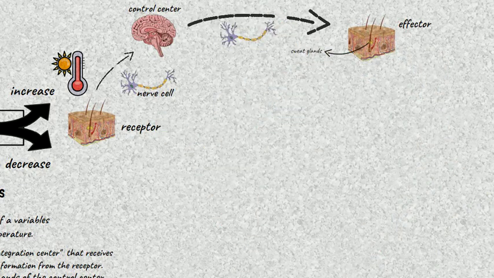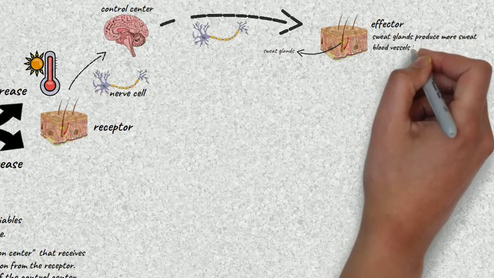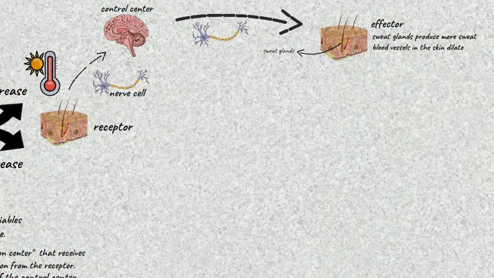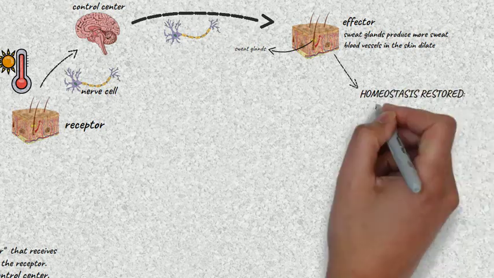The control center would command the effector to produce more sweat and relax the blood vessels in the skin. The effector then produces a response that maintains homeostasis. In this case, sweat glands produce sweat and cause the blood vessels in the skin to dilate. These actions lower the body temperature.